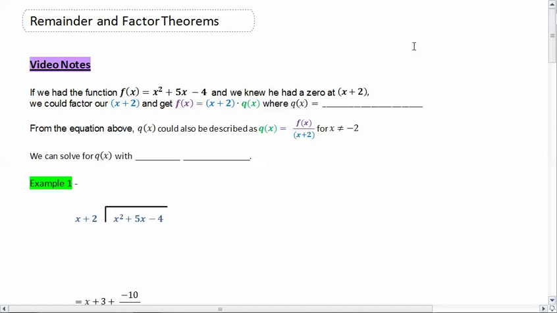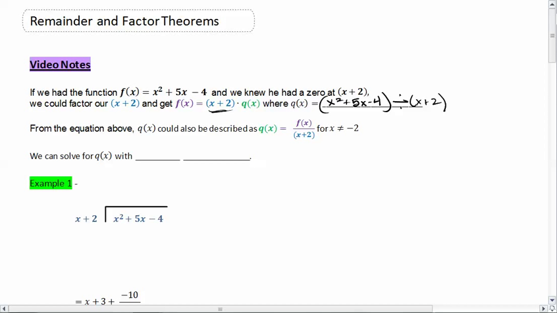So if we had the function f of x equals x squared plus 5x minus 4, and we had a zero at x plus 2, we could factor out that x plus 2 and get f of x equals x plus 2 times q of x, where that q of x is equal to, obviously if we divided both sides by x plus 2 in order to get q of x by itself, we would have x squared plus 5x minus 4, that whole thing divided by this x plus 2. It's a different way to write that q of x.